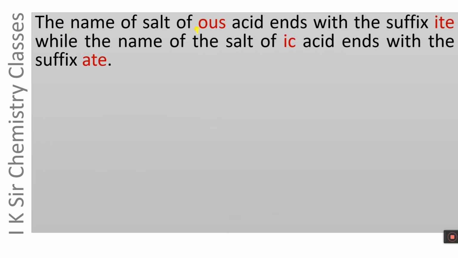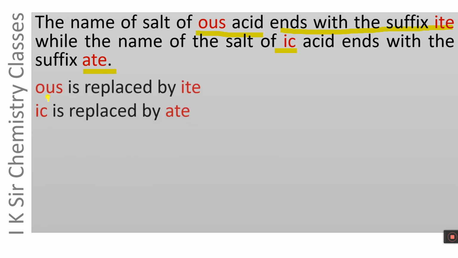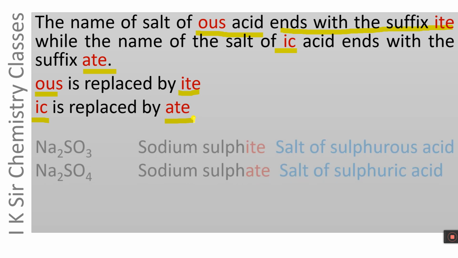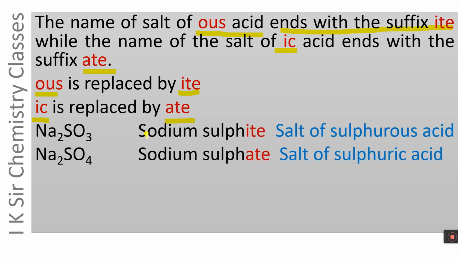The name of the salt of an "-ous" acid ends with the suffix "-ite", while the name of the salt of an "-ic" acid ends with the suffix "-ate". It means "-ous" is replaced by "-ite", while "-ic" is replaced by "-ate" while writing the name of a salt of an oxyacid. Let us see some examples.